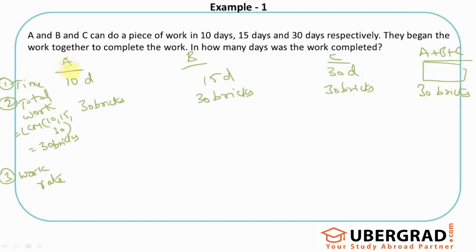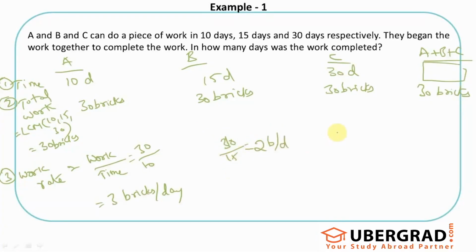I know the time taken by A to complete 30 bricks. The total work is 30 bricks. So what is the work rate? Work done by time taken, that is 30 by 10. So he will be putting 3 bricks every day. That is the work rate of A. Similarly, the work rate of B would be 30 by 15, that is 2 bricks per day. And C would be 30 bricks in 30 days, that's basically 1 brick per day.